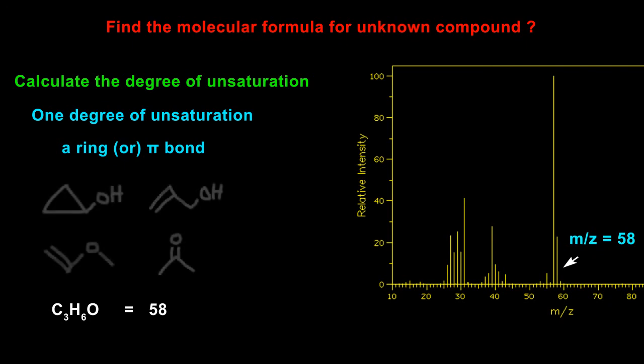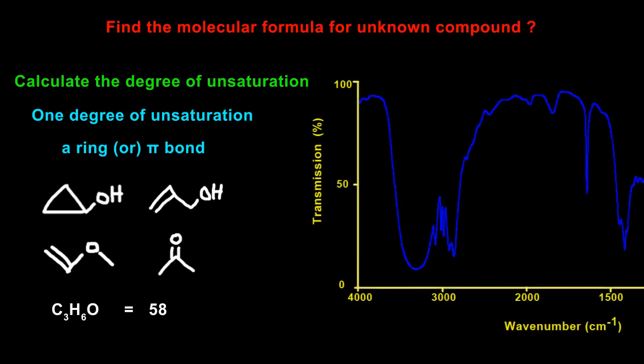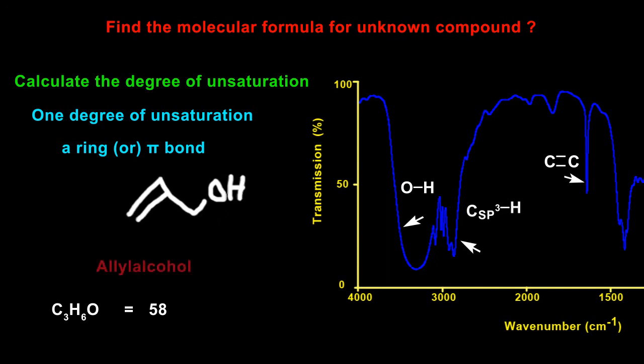Four possible structures were created with C3H6O. Let us match the functional groups from the IR spectroscopy results with the four molecules. The IR results indicate the OH stretch around 3200 to 3600 wave numbers, the carbon-carbon double bond around 1650 wave number, and the hydrogen bond with carbon at 3000 wave numbers. The IR is matching with allyl alcohol.